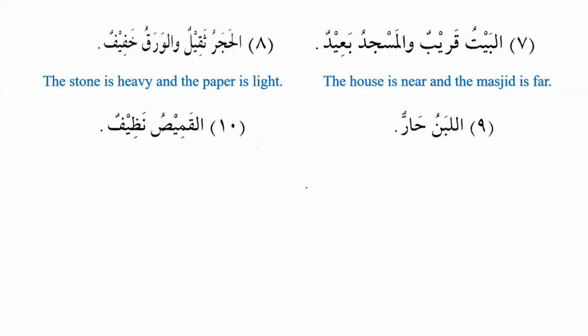Al-baytu qaribun wal masjidu ba'idun. The house is near and the masjid is far. Al-hajaru thaqilun wal-waraqu khafifun. The stone is heavy and the paper is light. Al-labanu harun. Do you remember the meaning of laban and the verses of the Quran that we discussed in the previous lesson? Okay, excellent. So al-labanu harun, the milk is hot. Al-qamisu nadhifun, the shirt is clean. Excellent, yeah. So it is harun with tashdid, as we can see over here.